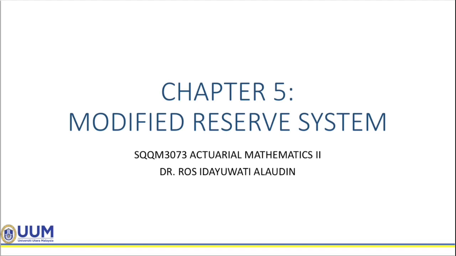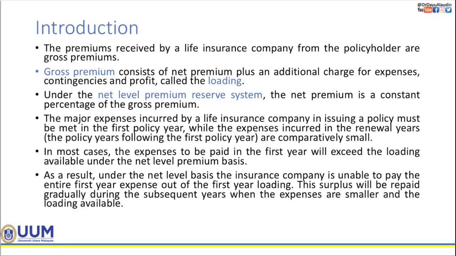Today we will learn chapter 5, Modified Reserve System. As an introduction, the premiums received by a life insurance company from the policyholder are gross premiums. Gross premium consists of net premium plus an additional charge for expenses, contingencies and profit. We call this additional charge loading.